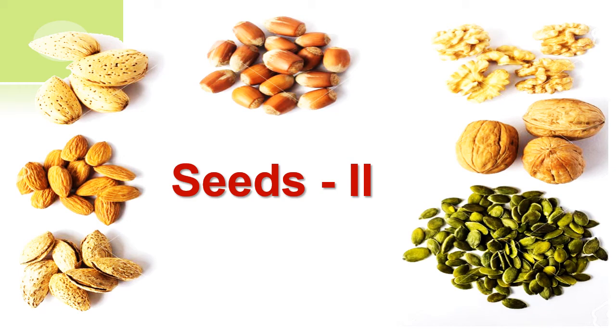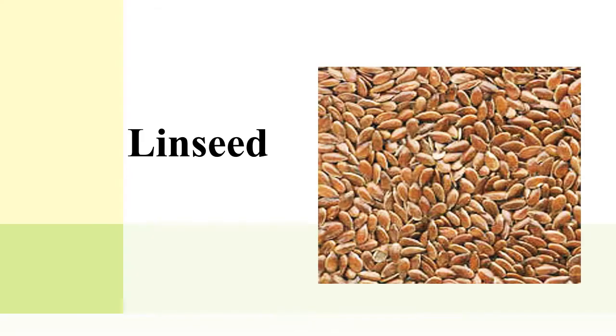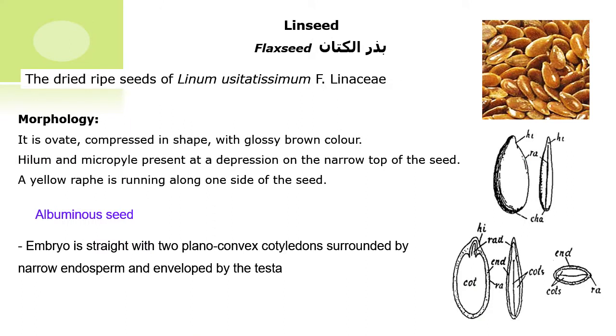هنكمل كلام على السيدز مع أول سيد اللي هي linseed أو بذور الكتان. Linseed is obtained from the dried ripe seeds of Linum usitatissimum, family Linaceae. The linseed is ovate with compressed shape and having glossy brown color.